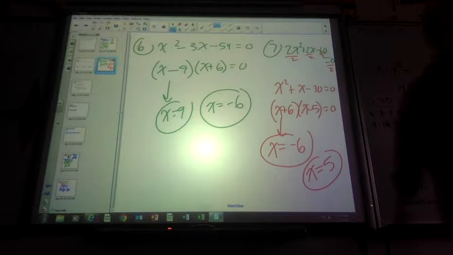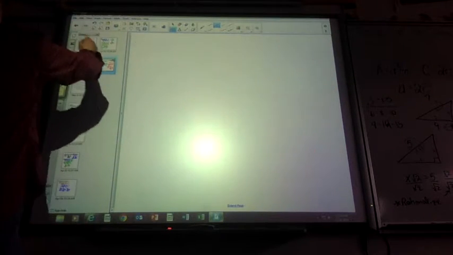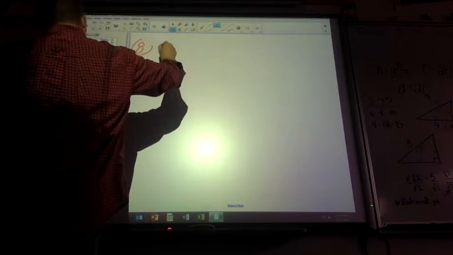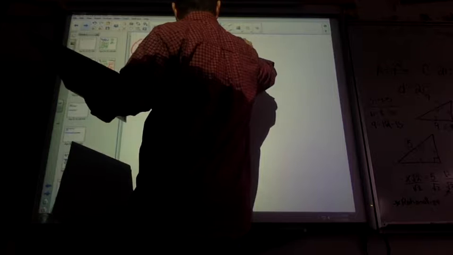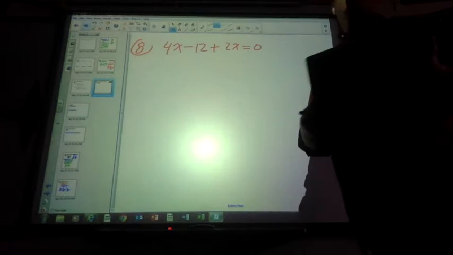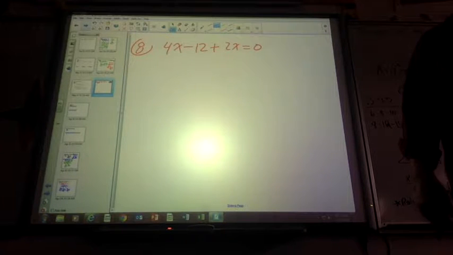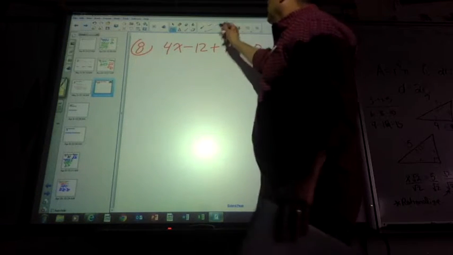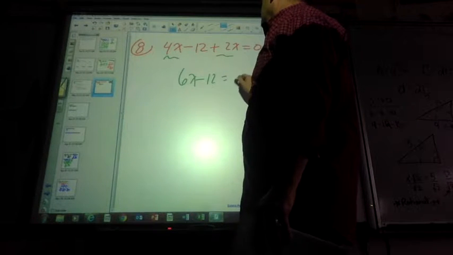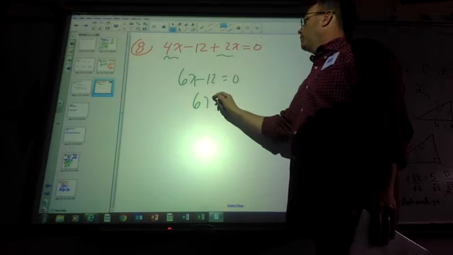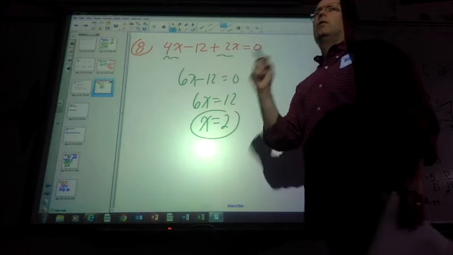Number 8. You get so moved on quadratics that number 8 actually will throw you for a loop on a test or quiz. Why am I saying that? It's not squared, is it? Won't factor. So let's combine like terms, and then let's start solving it. Add 12 to both sides. Divide each side by 6. There's only a single answer.